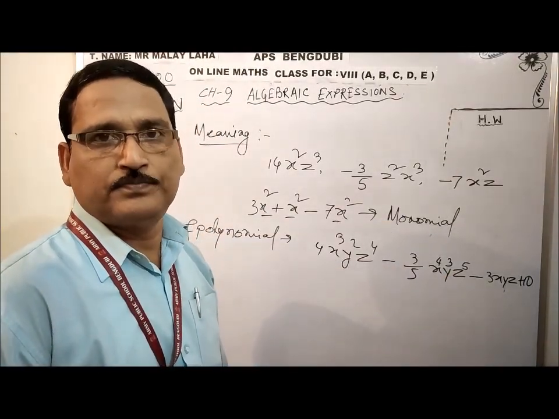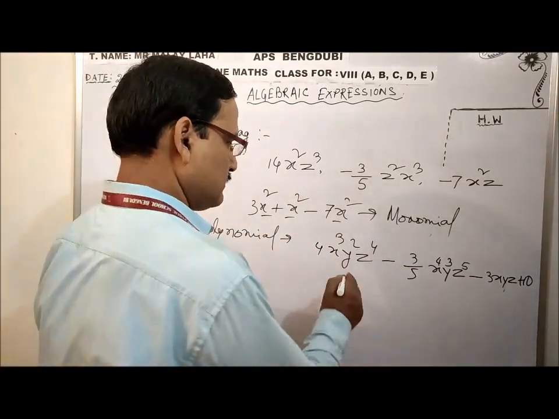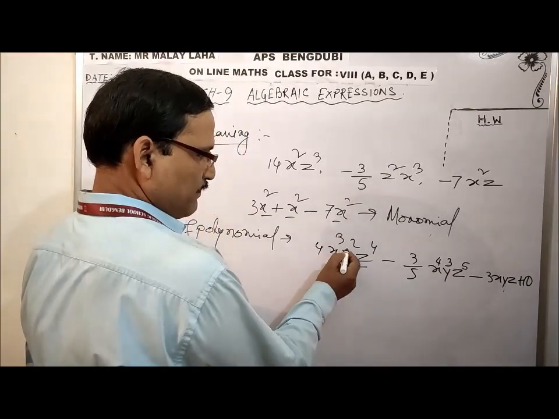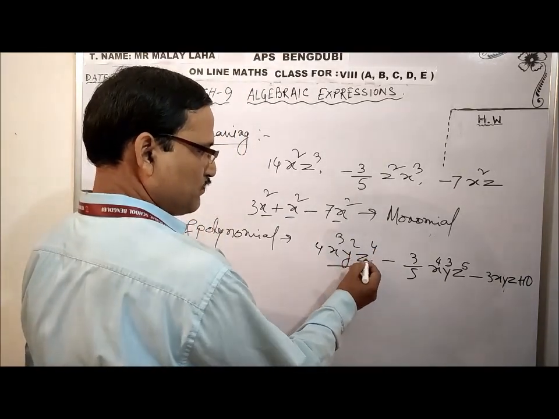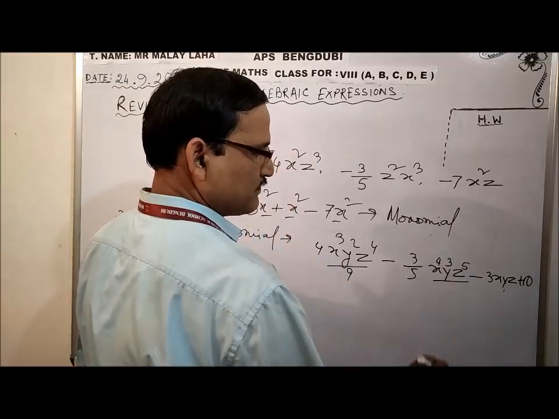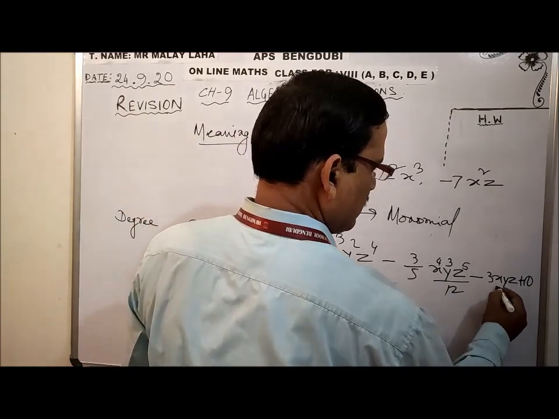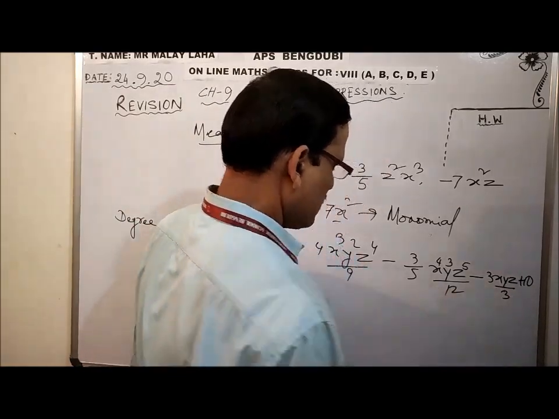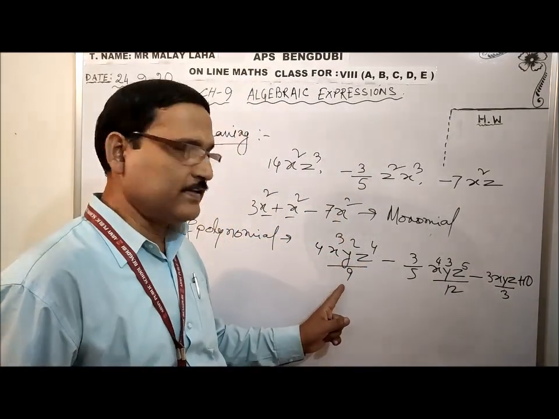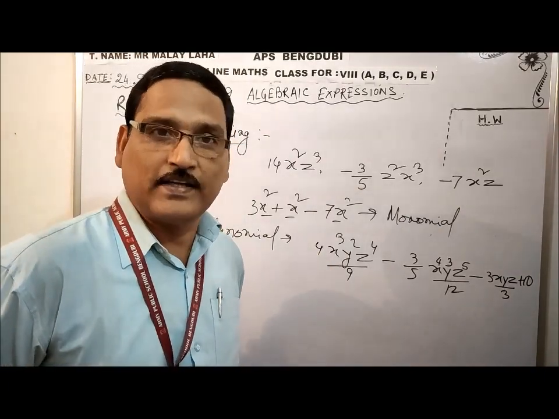So what will you do? You have to add all the powers of the variables. What is the power? 3 plus 2, 5, 5 plus 4, 9. What is the total power here? 3 plus 4, 7, 7 plus 5, 12. What is the degree of the polynomial here? 3. What is the highest power? 9. So degree of the polynomial in this expression is 9.